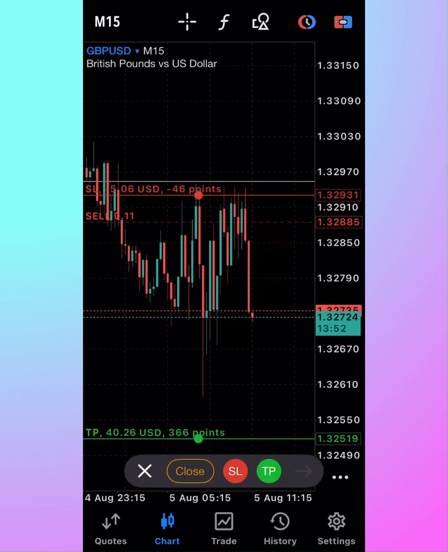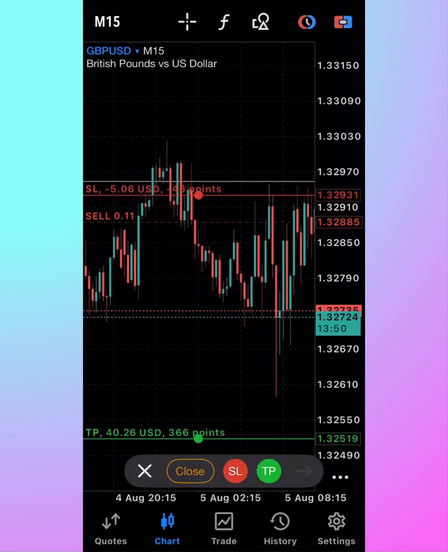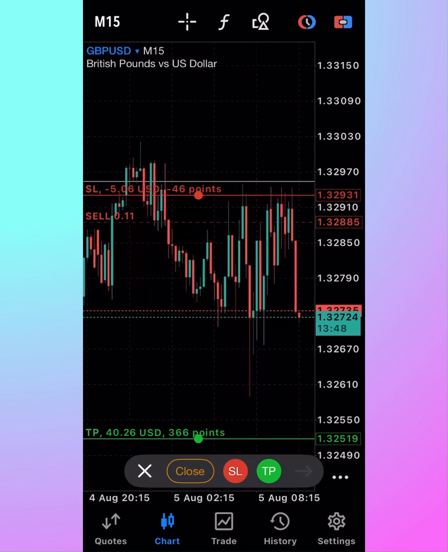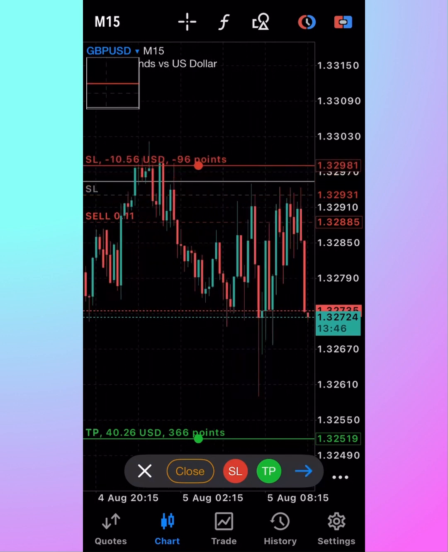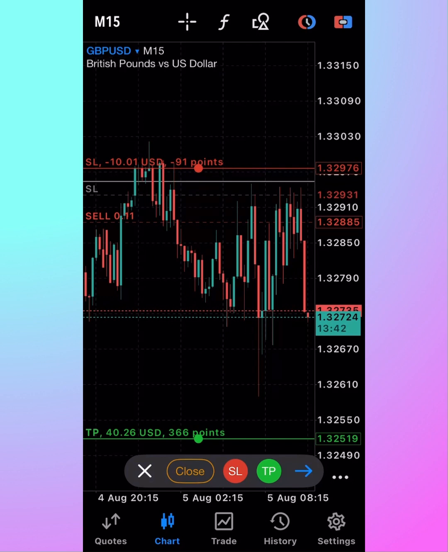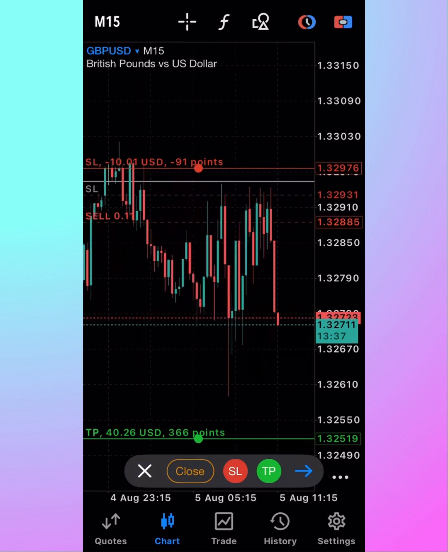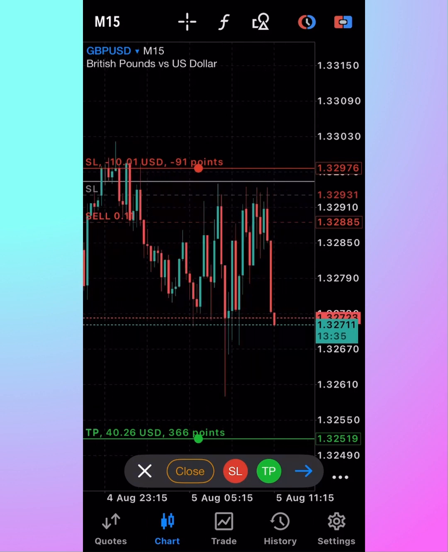So the trade has crossed that 1:1 risk-reward ratio. That's why you see that I was risking originally $10 on the trade, which was here, but now it's half risk. So I've actually removed the risk to half. When it gets 1:2, I'll change the risk to break even and let it run.